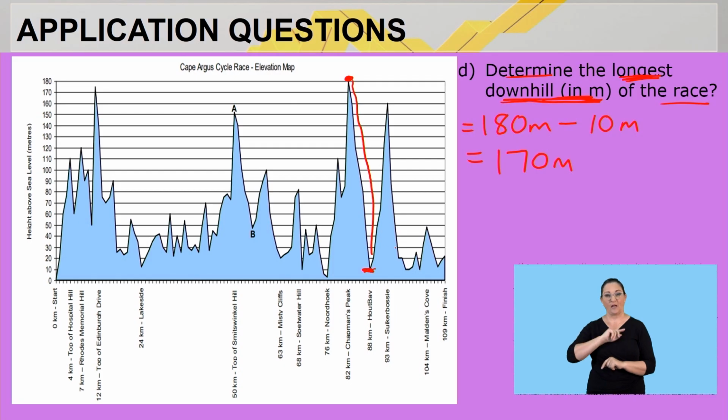So the difference then between 180 and 10 equals 170 meters. So that's the longest downhill. All right, question number E.